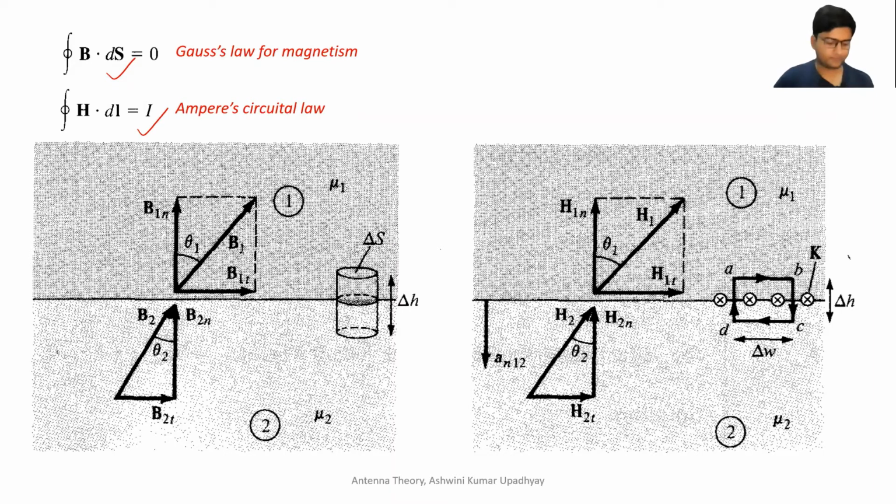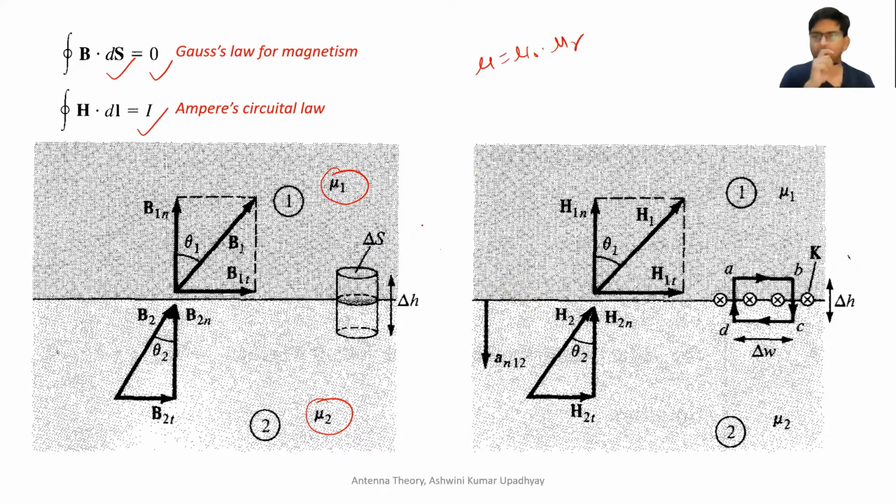So as you can see in this figure, we have two media. The first one is having a permeability of mu1, and the second one is having a permeability of mu2. And you already know that mu is equal to mu naught into mu r, where mu r is the relative permeability. So let us first use the first equation to derive the relationship between the magnetic flux densities.